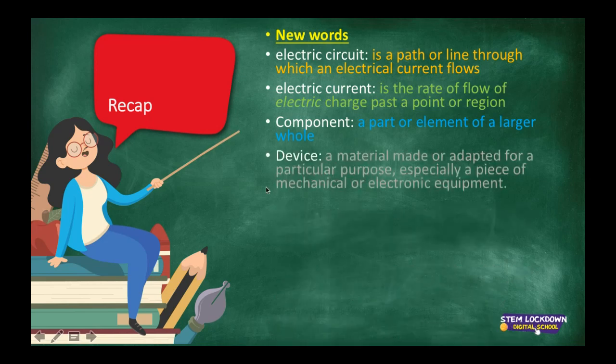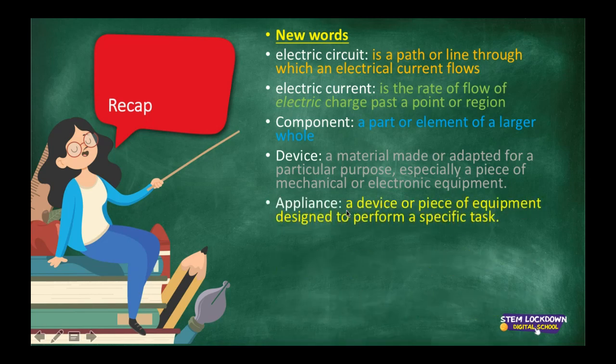Then the fourth word that you received was a device. A device is a material made or adapted for a particular purpose, especially a piece of mechanical or electronic equipment. A device is what you're using right now to watch this lesson. Your cell phone, your laptop, all of these electric or mechanical devices, all of these pieces of equipment, are what we call a device.